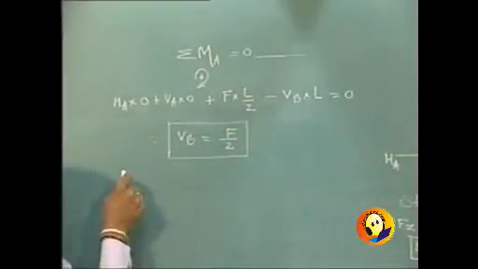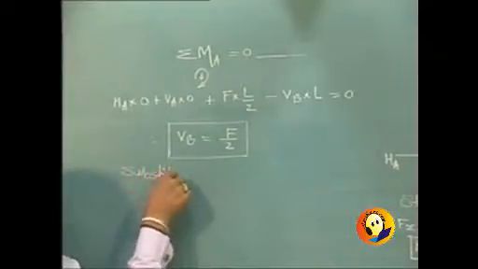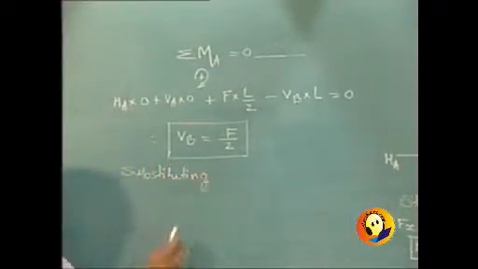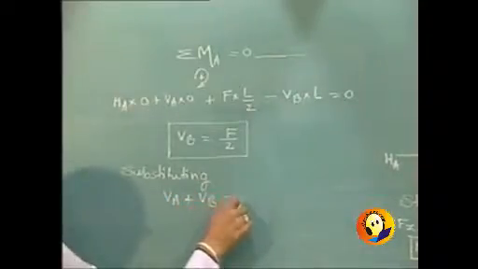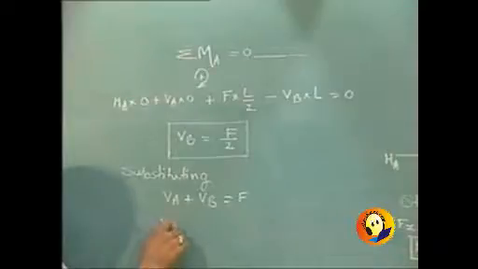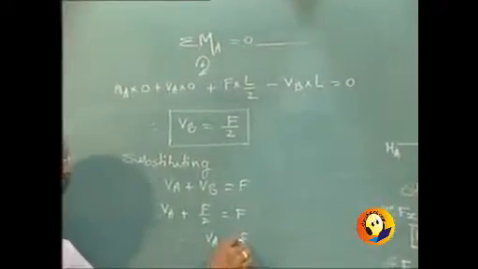Substituting in the previous equation, we have the equation VA plus VB is equal to F, and so it will be VA plus F by 2 is equal to F, and therefore VA will also come out to be F by 2.